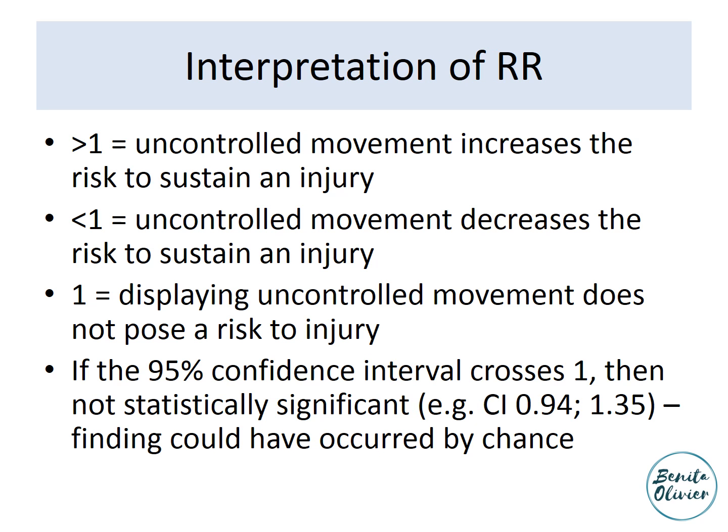A risk ratio of more than 1 means that uncontrolled movement increases the risk to sustain an injury. Less than 1 means uncontrolled movement decreases the risk to sustain an injury. A risk ratio of 1 means displaying uncontrolled movement does not pose a risk to injury. And remember to look at the confidence interval. If the 95% confidence interval crosses 1, then the finding is not statistically significant and could have occurred by chance.